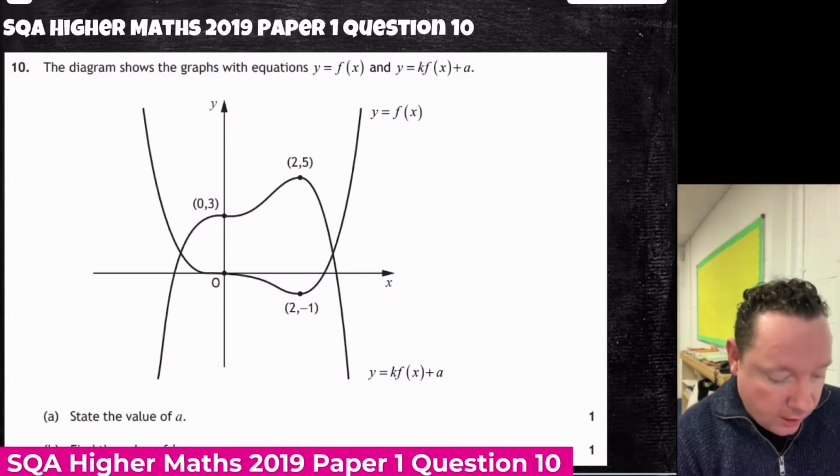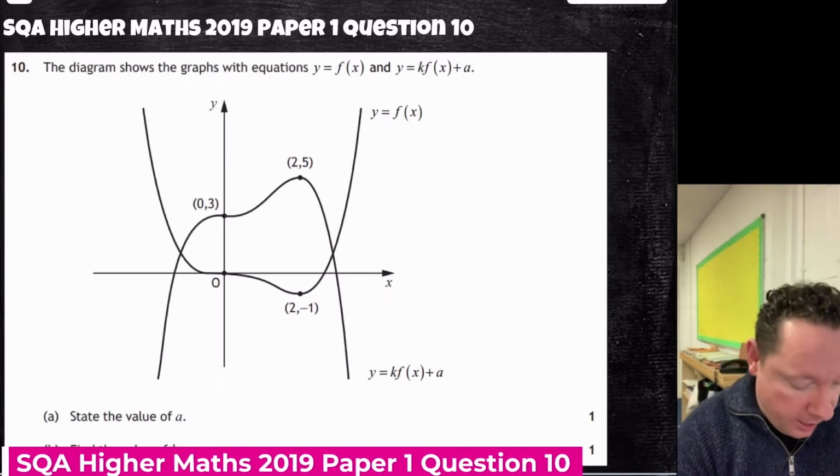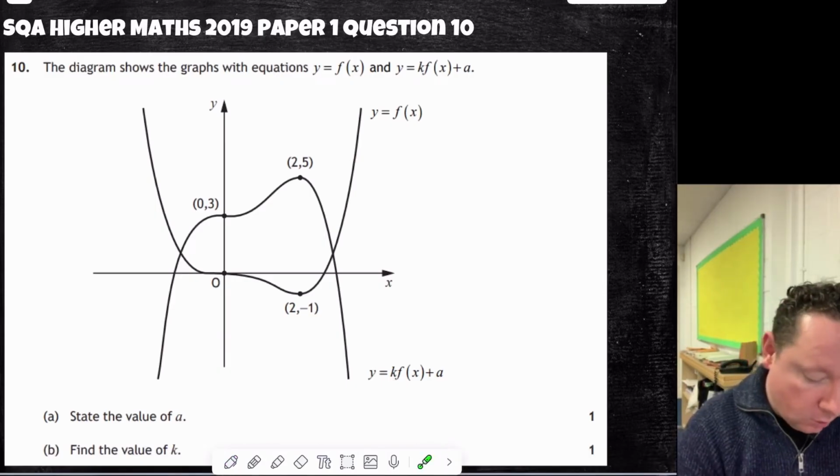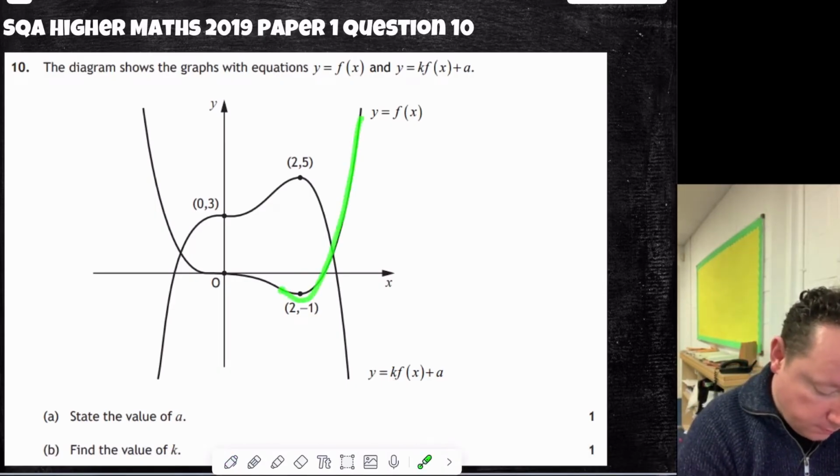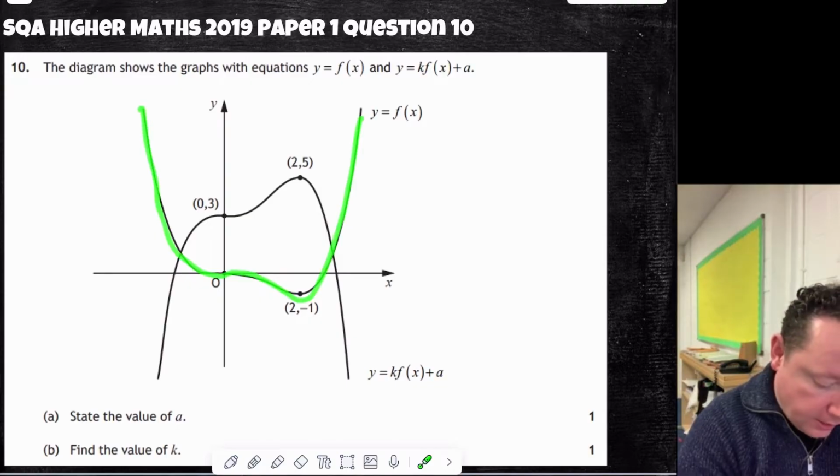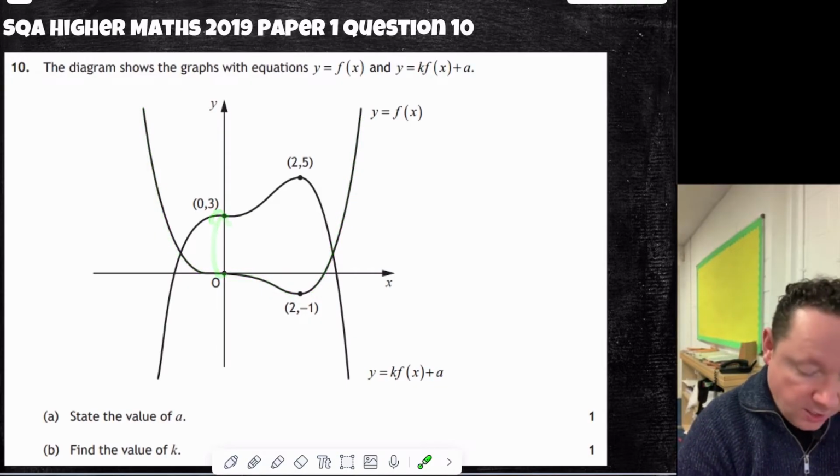The diagram shows the graphs of f of x and kf of x plus a. We'll have to find the values of a and k. So where's our f of x? It's this one here. And kf of x is the other one, plus a. So that's flipped upside down. And then it's maybe moved up or down.